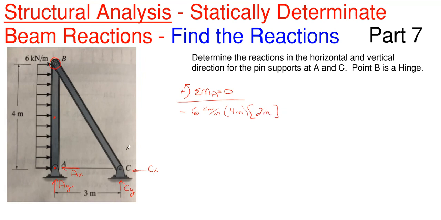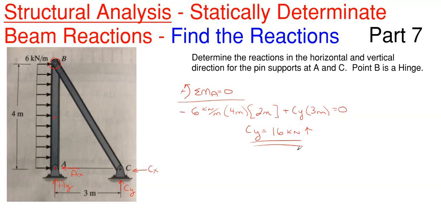And then I have C sub Y. I have assumed upward, so it will be rotating counterclockwise about point A, so that would be plus C sub Y times its perpendicular distance over to A, which is 3 meters. That's all I would have for my moment equation, equal to 0. So it's a pretty easy equation to solve for. C sub Y is your only unknown, and it comes out to be a positive 16 kilonewtons, which means I assumed the correct direction as up. So there's one of my 4 reactions already, and I haven't even broken this thing at the hinge yet.